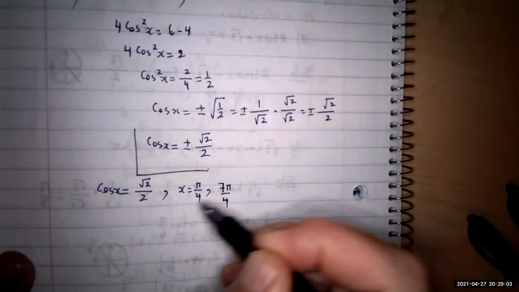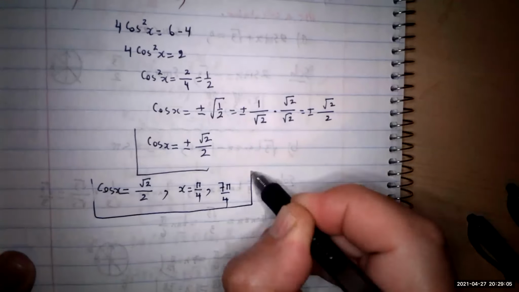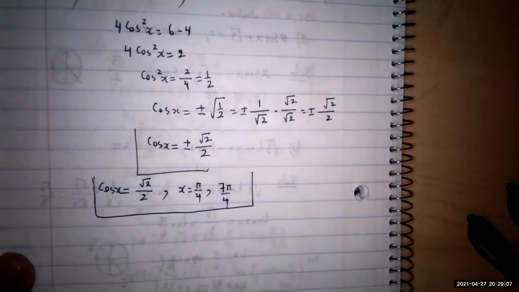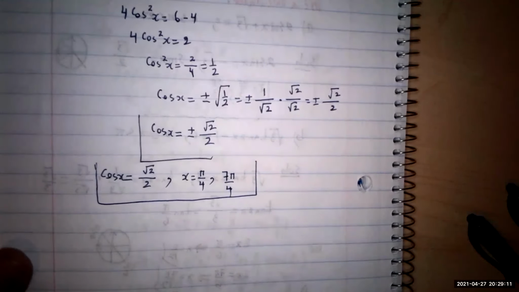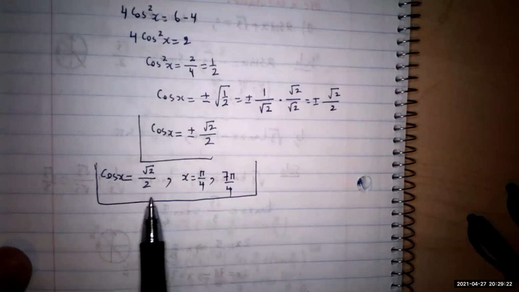So this is the first set of solutions. Any question? So it's a positive number, but two solutions between 0 and 2 pi. One solution is in the first quadrant. The other solution is in the fourth, 7 pi over 4, because cosine is positive.